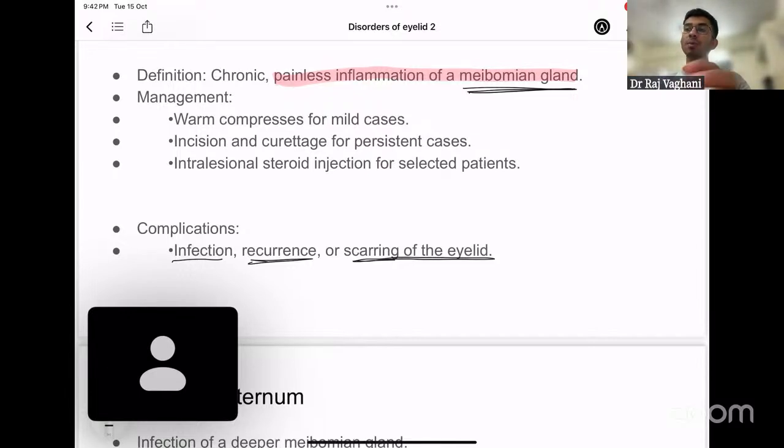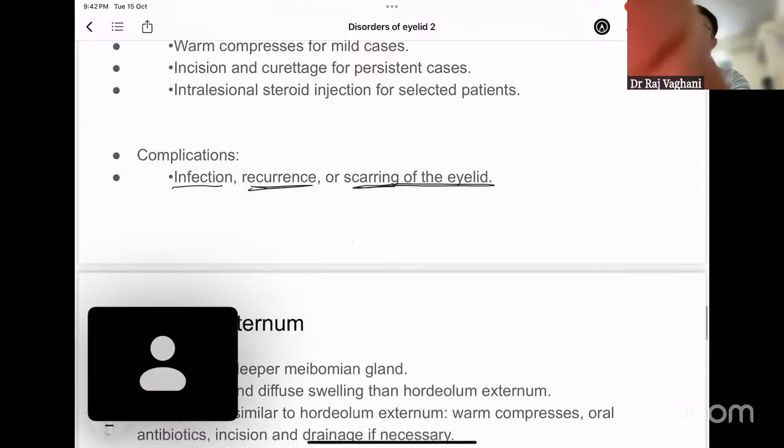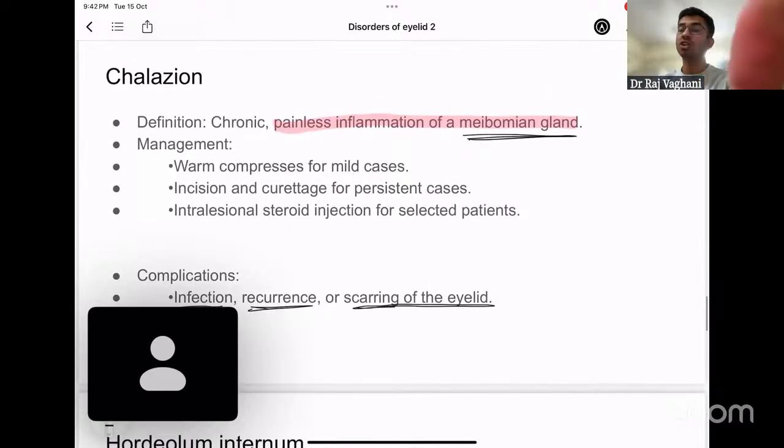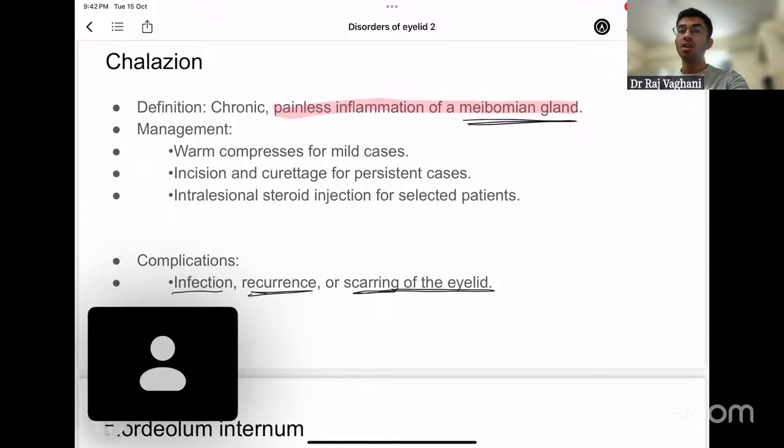Just remember that chalazion and hordeolum externum both are very important, and what makes one different from the other is also important. The most important point of difference is painful versus painless. Painless is chalazion; painful is hordeolum externum, or sty. Hordeolum externum is caused by inflammation of the glands of Zeiss and Moll, and chalazion is due to inflammation of the meibomian glands, right?